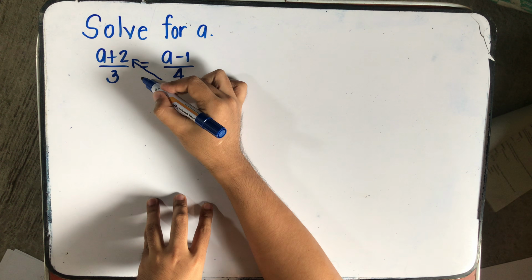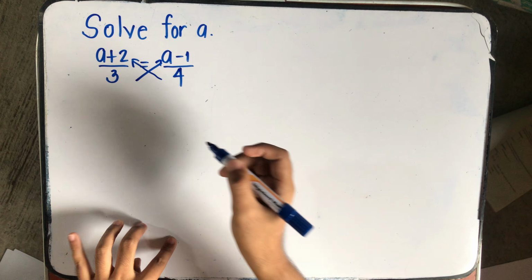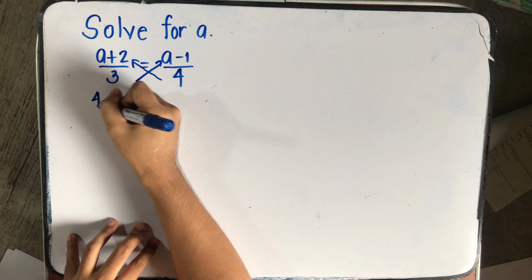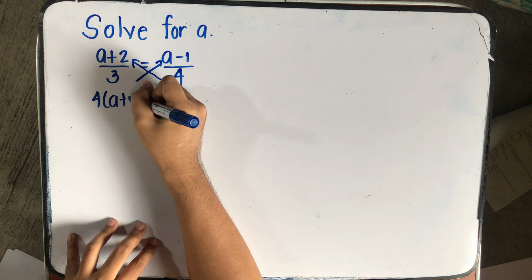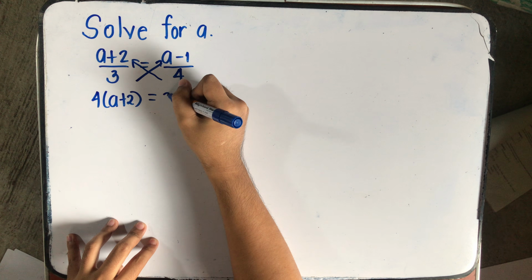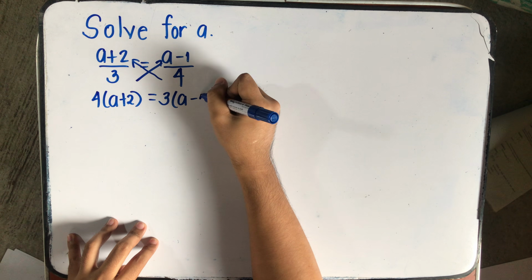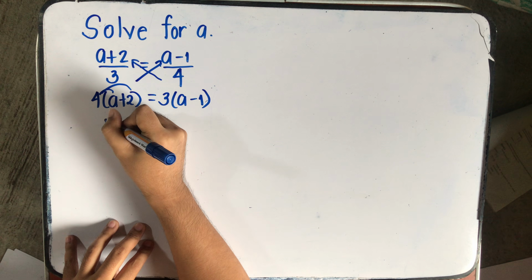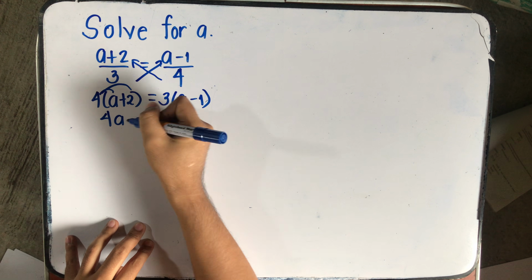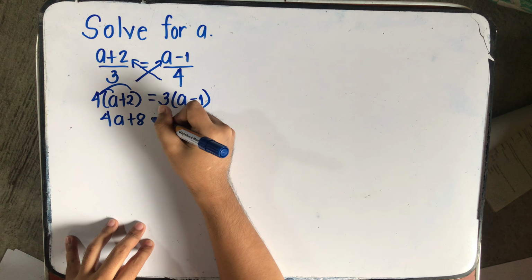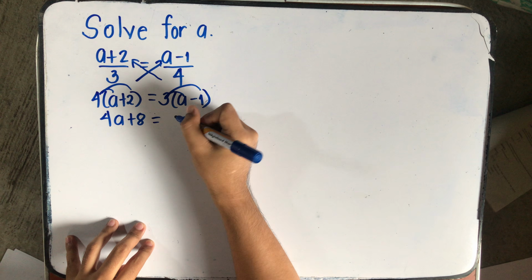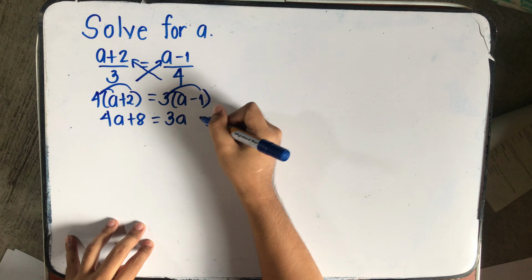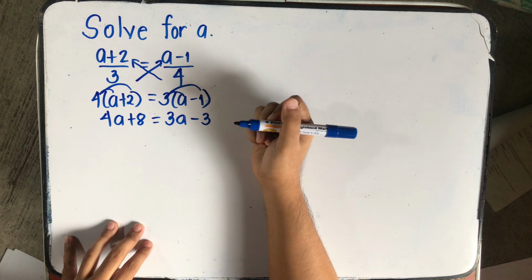4 goes here and 3 goes here. So we'll be having 4 times (a + 2) is equal to 3 times the quantity (a - 1). We'll now be distributing. So we'll be having 4a + 8 is equal to, distributing 3, this becomes 3a - 3.